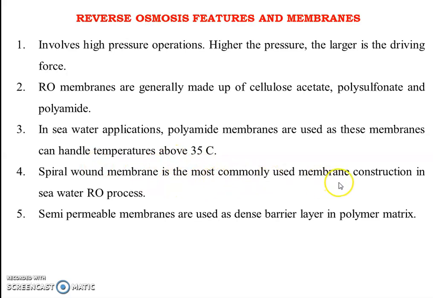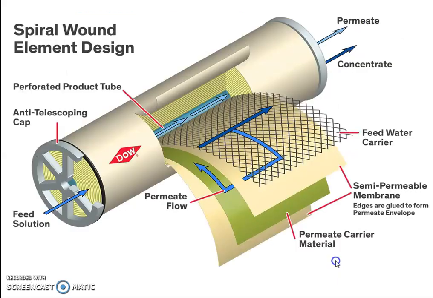And spirally wound membranes are the most commonly used membrane construction in the seawater RO process. So they use spirally wound membranes in the purification of seawater. Semi-permeable membranes are used as a dense barrier layer in the polymer matrix. So these are the reverse osmosis features and the membranes.